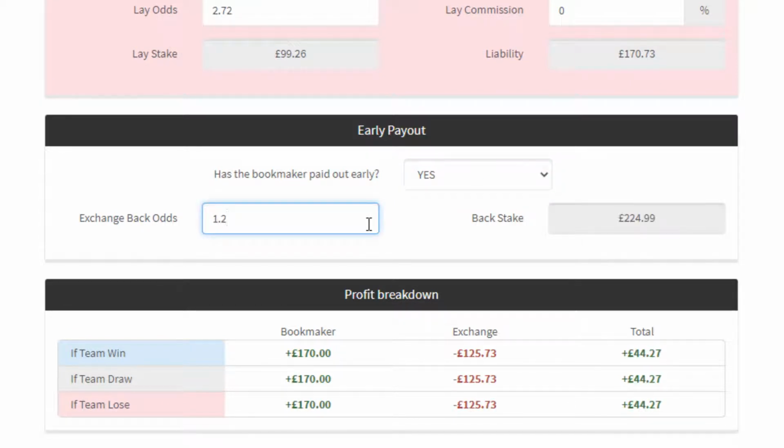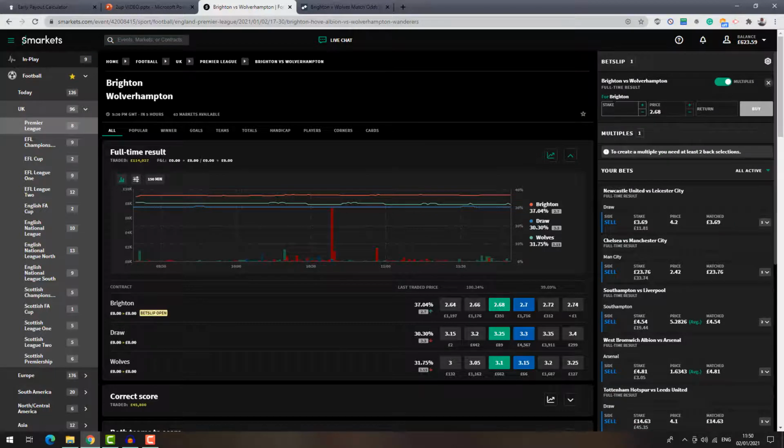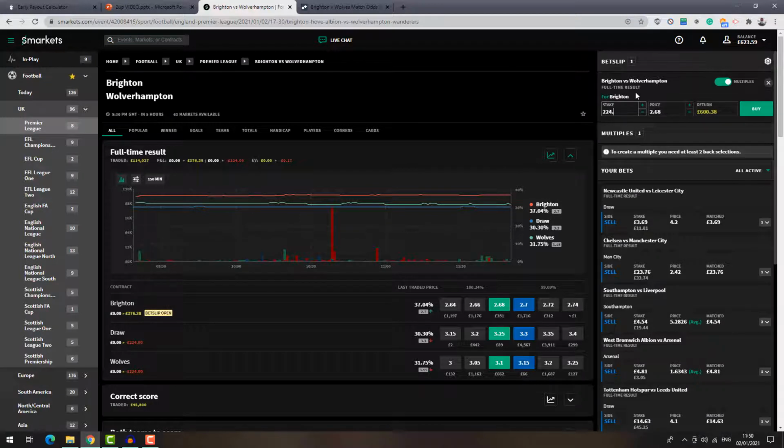Now after you've done that, this back stake box here will become populated. What this is telling you to do is place a back bet using this stake, using the betting exchange. So if I go back to the exchange, you would then place a back bet using this box and you'd use the stake the calculator was telling you, so 224.99, and then you would just simply confirm by clicking buy on Smarkets. That would place your back bet into the market.